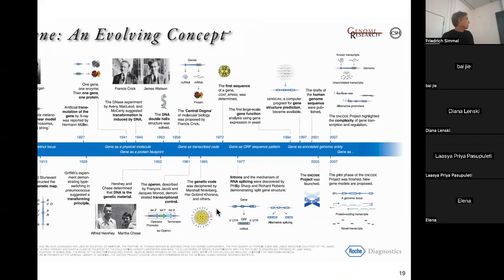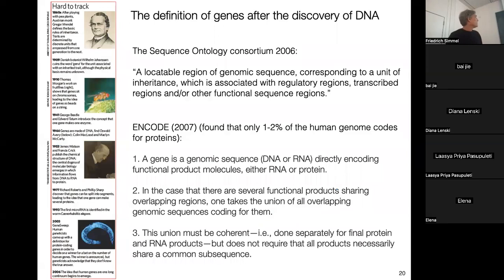So the genetic code was actually elucidated later on, in 1965. The first draft of the human genome was published in 2001 and completed a little later, but there were still gaps at this time. And then there was the so-called ENCODE project that was looking at what products the DNA actually codes for.